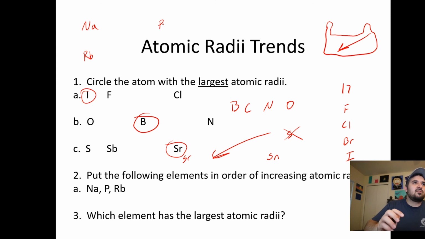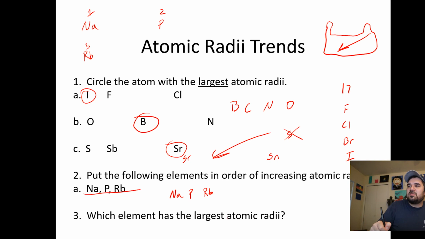And so this one's not as easy because they're in the same column, and then it's got ones that are in the same row. So if we were to compare phosphorus to sodium, phosphorus would be larger than sodium. So here, sodium is going to be the smallest. Phosphorus is going to be second smallest, and then rubidium. It's got the 2 additional electron shells, which makes it the largest. So that's going to be 3. So increasing atomic radii, we're going to put Na, P, and then Rb. So they were actually in correct order when they were given to you.